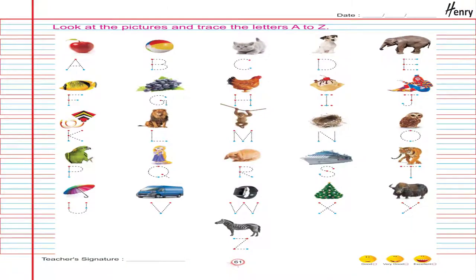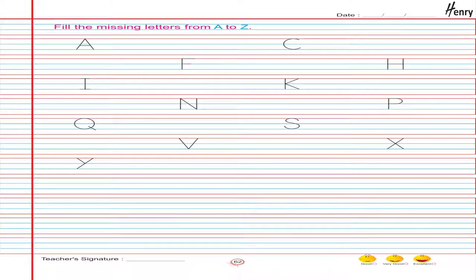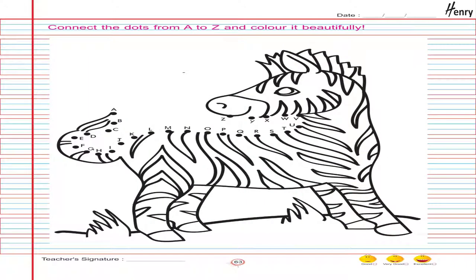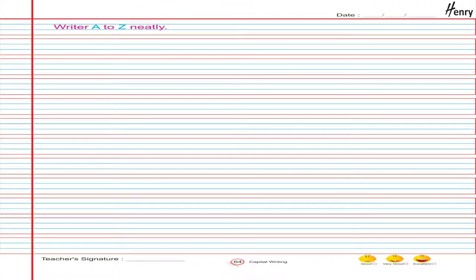Look at the pictures and trace the letters A to Z. Fill the missing letters from A to Z. Connect the dots from A to Z and color it beautifully. Write A to Z neatly.